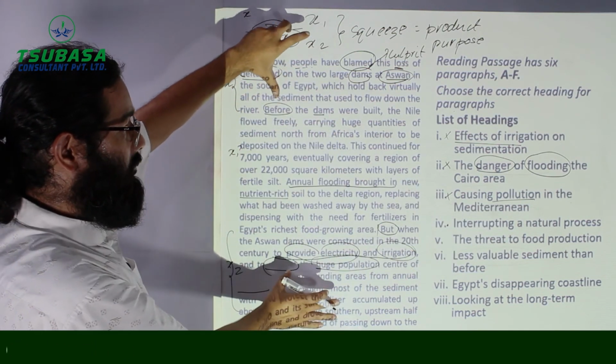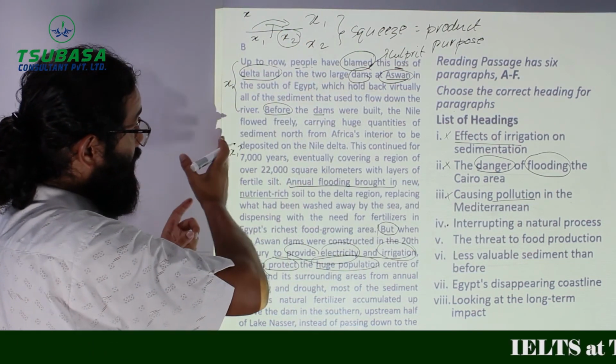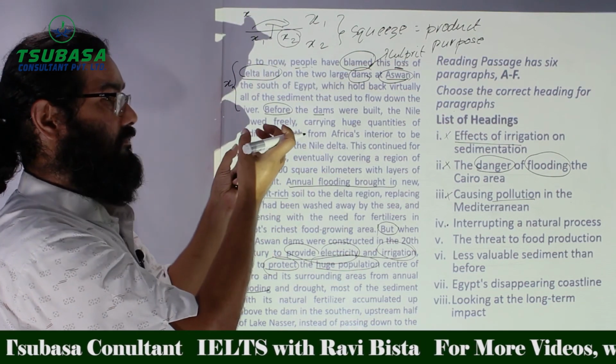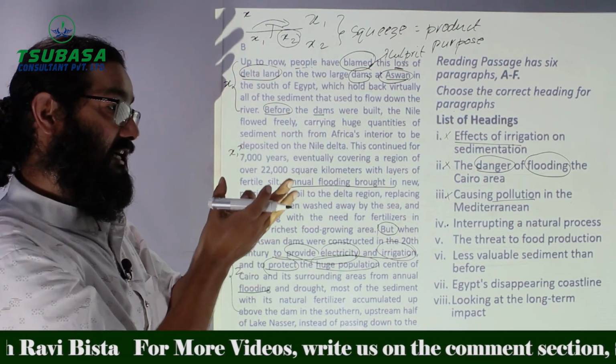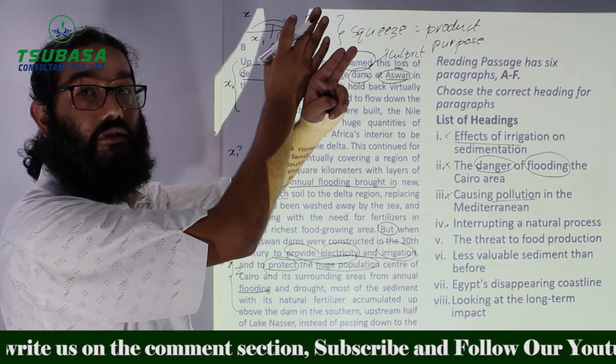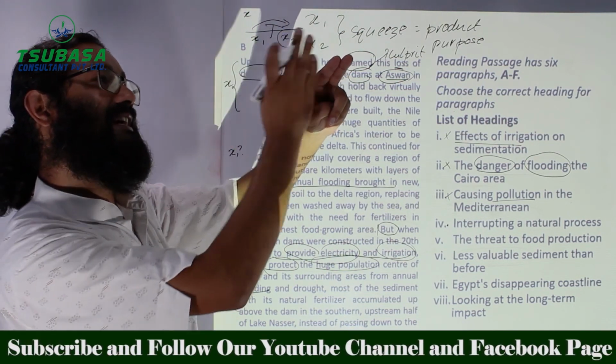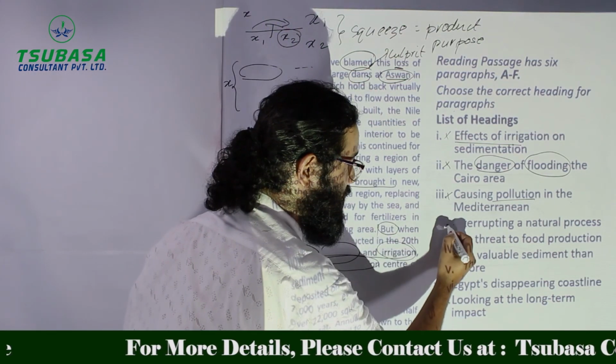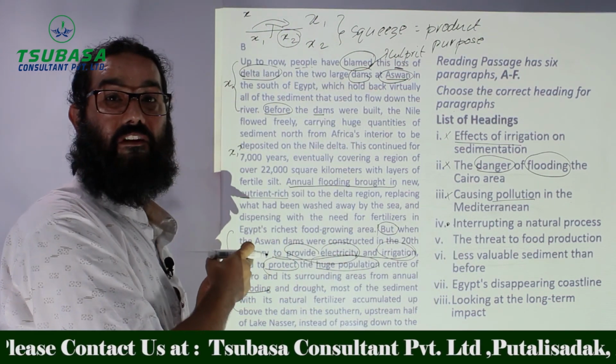It does not talk about all those things directly. It's not directly given, but we can infer that when the dam was built, whatever the flood carried away was stopped by the dam. So that means a natural process was halted. So you could say interrupting a natural process. So this is what I mean by inference.